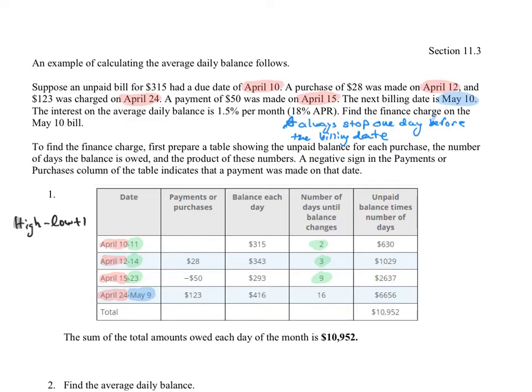April has 30 total days, so when I add these together, I should be getting 30 total days. So what I do is I kind of work backwards. I do 30 minus 9 minus 3 minus 2, which should be the 16 days remaining in the final period.